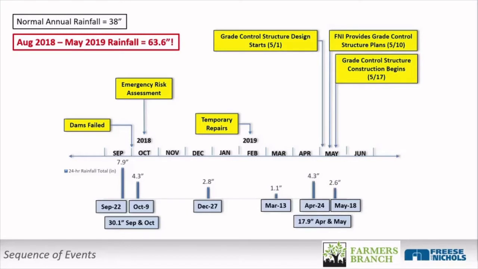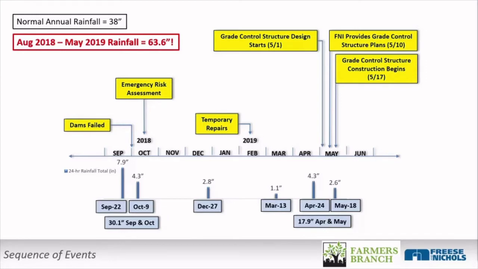After those temporary repairs, Fries and Nichols started the brainstorming process for the potential long-term design solutions. But the pressure was on. We kept getting more and more rain, and the residents continued to put pressure on the city as they started to realize that the temporary repairs were not going to be sufficient to protect their properties.